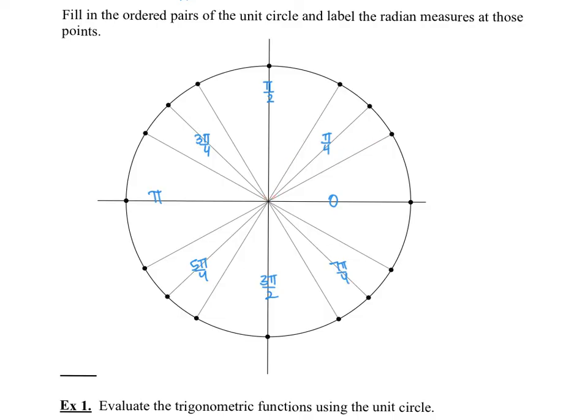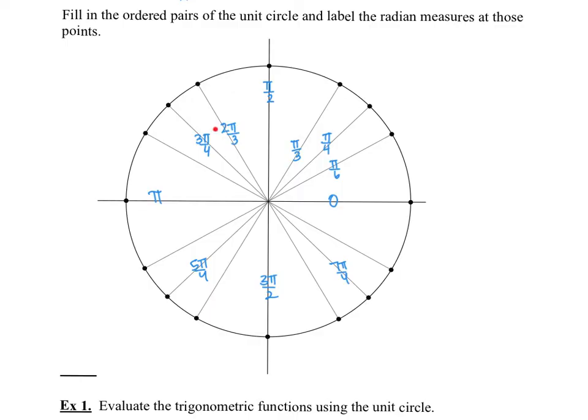There's 1, 2, 3, 4, 5, 6. It's dividing pi into 6 pieces. So each of those represents pi over 6. Okay, so from here to here, that's pi over 6. This is 2 pi over 6. 2 pi over 6 simplifies to pi over 3. This is 3 pi over 6, which simplifies to pi over 2. This is 4 pi over 6, which simplifies to 2 pi over 3.